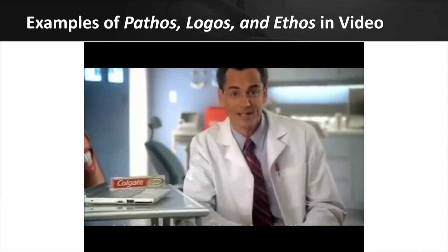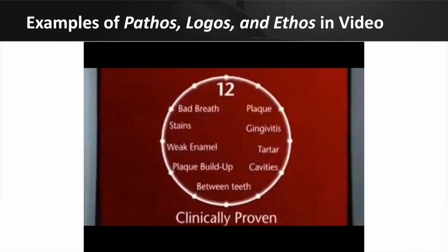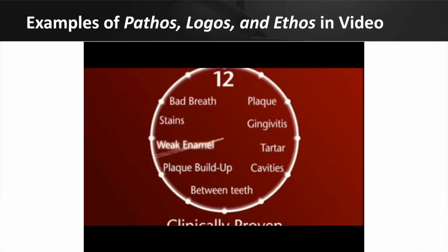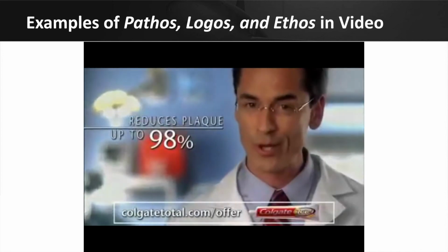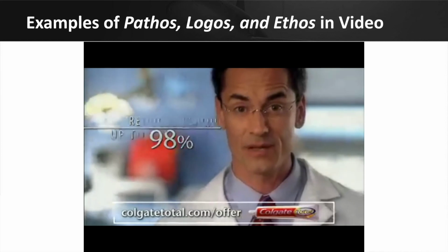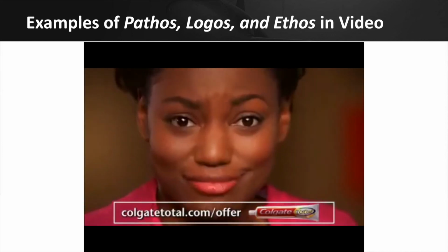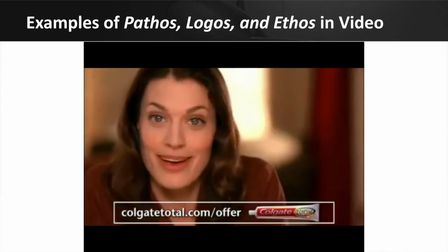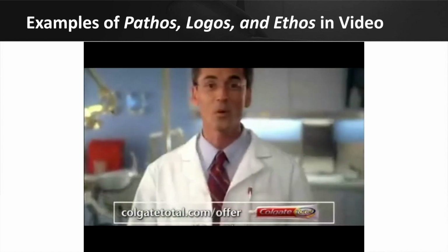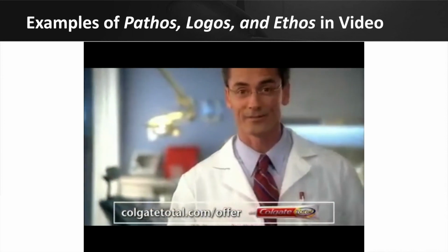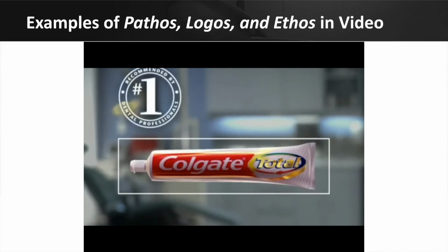Only Colgate Total has an antibacterial ingredient that attaches to teeth to form a protective shield that's clinically proven to protect against plaque germs for a full 12 hours. No other commercial toothpaste can do that. Only Colgate Total reduces plaque by up to 98% and gingivitis by up to 88%. Clean. Even right after lunch, the plaque didn't come back. My gums are healthier, stronger. I recommend it because I saw results. Colgate Total has complete 12-hour protection. For a free product trial, visit ColgateTotal.com/offer. Colgate Total, number 1 recommended by dental professionals.